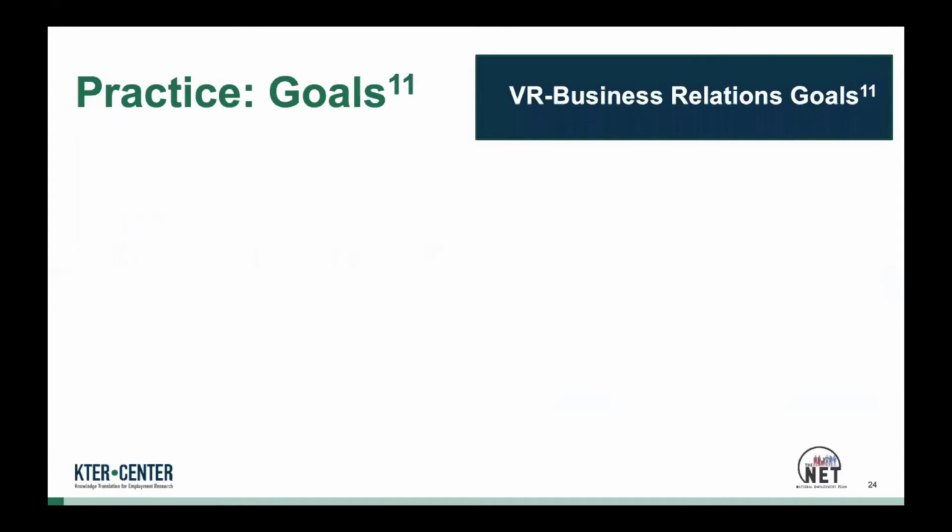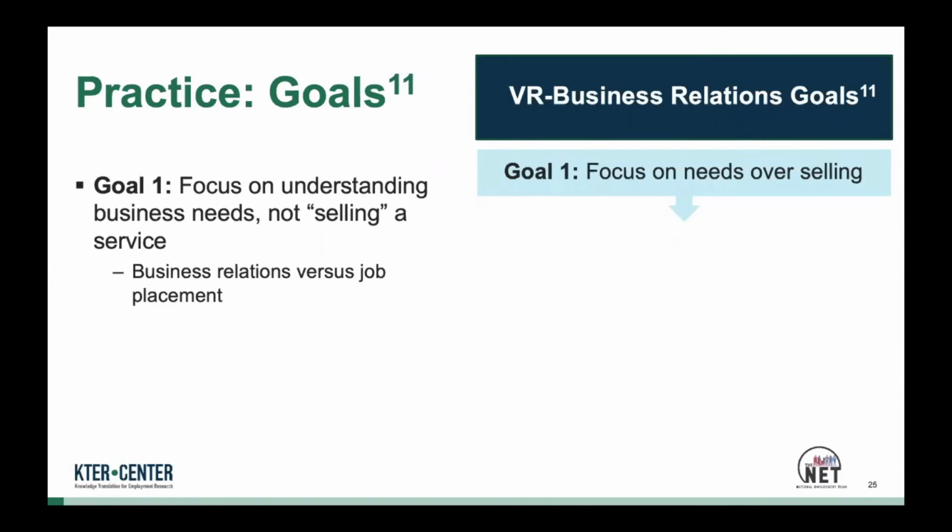As I mentioned in the research section of this module, VR agencies need business relationships to successfully implement key sections of WIOA, including technical assistance and support to businesses. To do so effectively, there are several goals that we should strive to meet. The first goal is to focus on understanding the business needs, not simply on selling a job candidate or service to the business. Remember that working with businesses goes beyond job placement. It's about building a relationship that is longer term than the placement of any one individual.